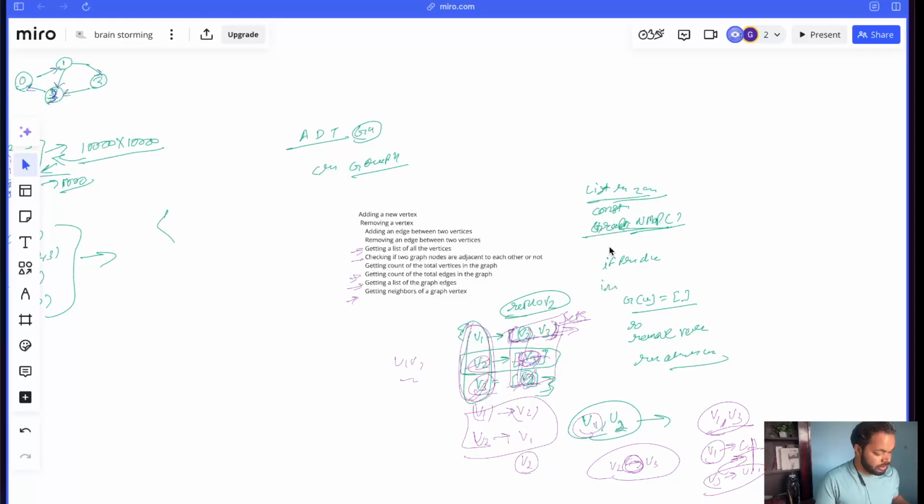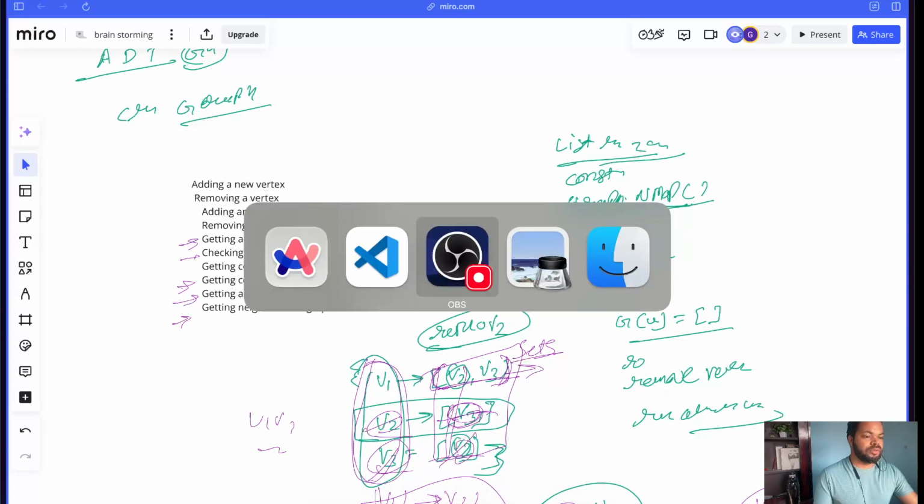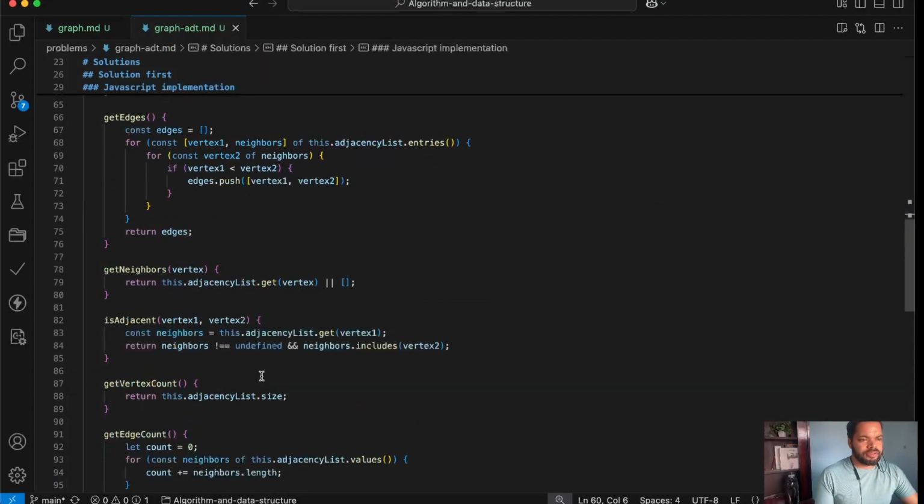Okay, now it looks like we can do it. Let's do it. I'm just implementing it and then I'll show you. Okay, cool. So finally we have implemented the solution here.